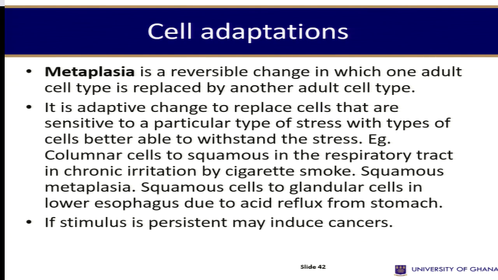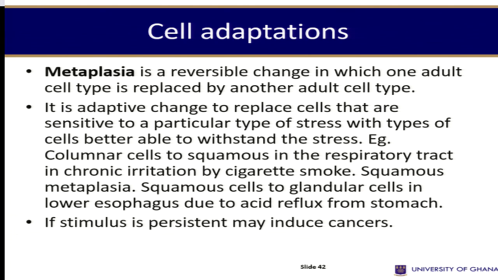The example is squamous metaplasia in the trachea of someone who smokes. The cells there originally are columnar cells. They change to squamous cells. And the same thing can occur at the lower end of the esophagus, where squamous cells may change to glandular cells because of acid reflux. The glandular cells are better able to withstand the acid. So the squamous cells are altered into glandular cells.